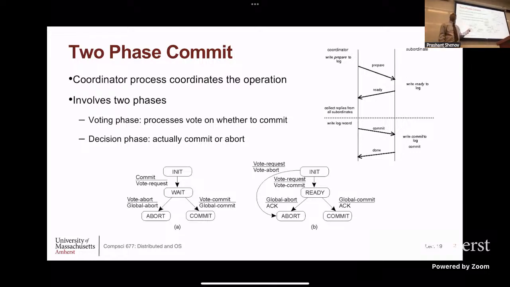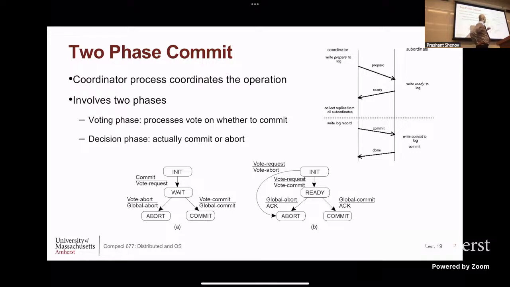If anyone has voted to abort, you send a global abort asking all the participants to abort the operation. Okay? This is the coordinator. Here is how you can view each of the participants who are also voting. Initially all the participants are in init state.